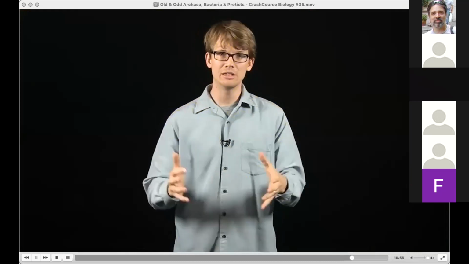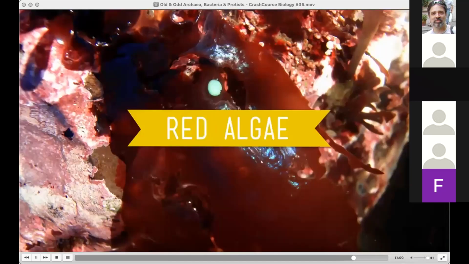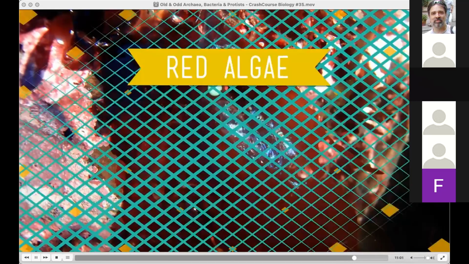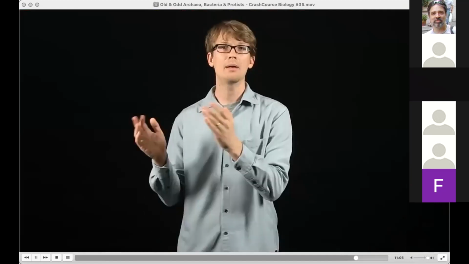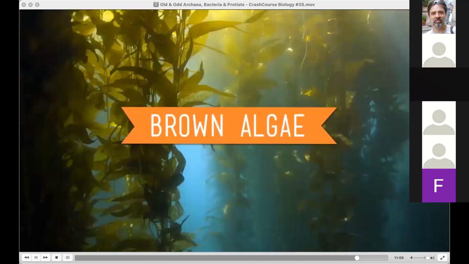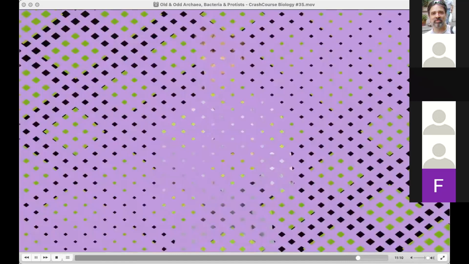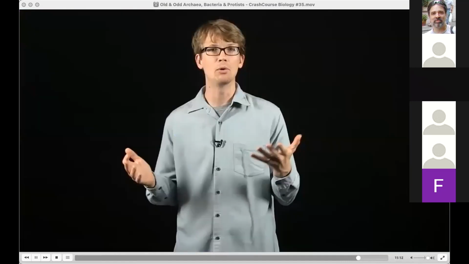Red algae is able to live at greater depths and has an extra pigment in it called phycoerythrin, which gives its chlorophyll a boost in deeper waters. And brown algae is what most of the seaweed you see in the ocean is. Kelp is an example. They're the largest and most complex of the multicellular algae.